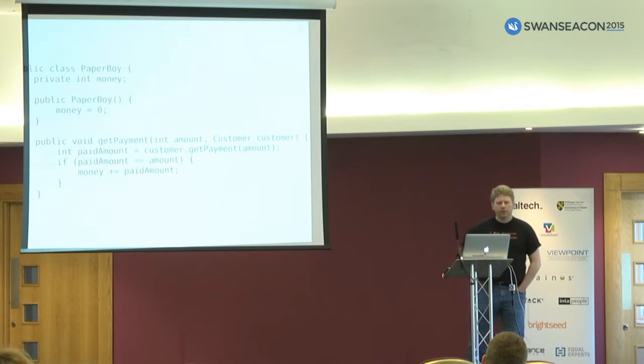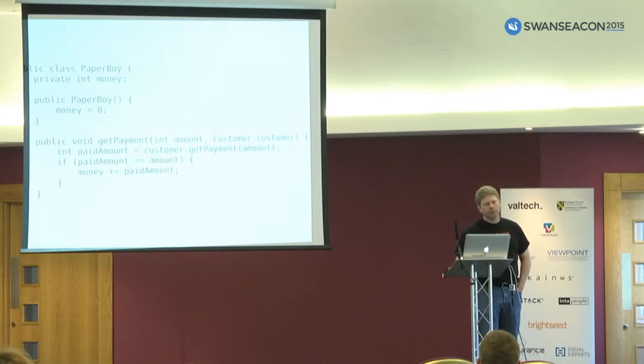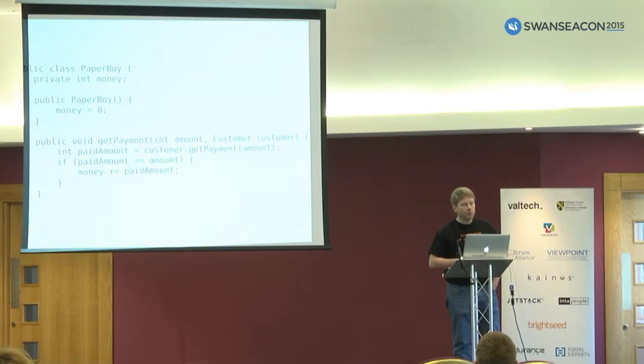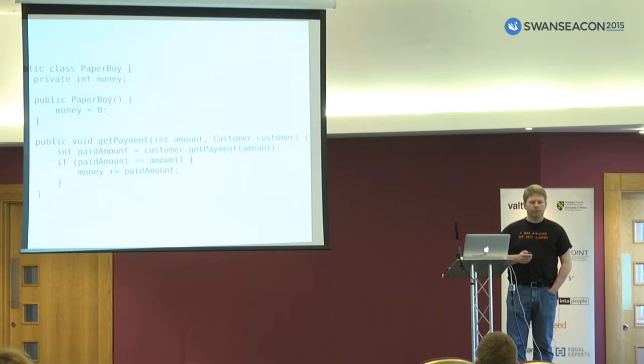Get payment is an interesting method here, of course. So we have an abstraction here, get payment with some kind of amount. And if the amount is the same as the requested amount, then we're happy and increase the money that this Paperboy has. So this is using abstraction instead of reaching into the customer and getting the wallet and then getting the money. So it is possible if you add the correct abstractions. And it's always a matter of correct abstractions.